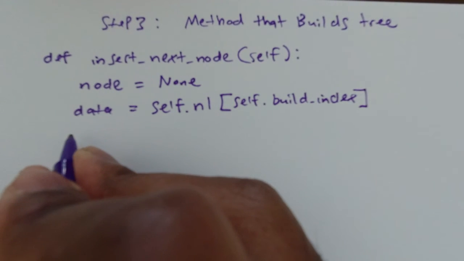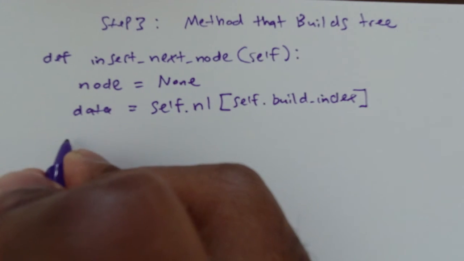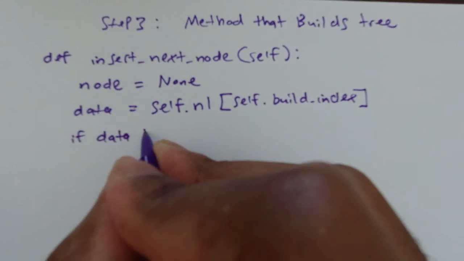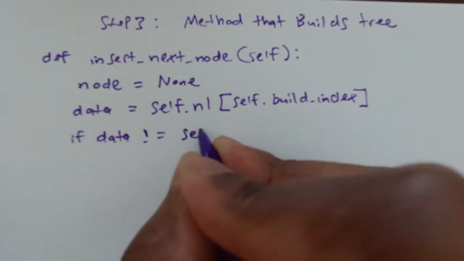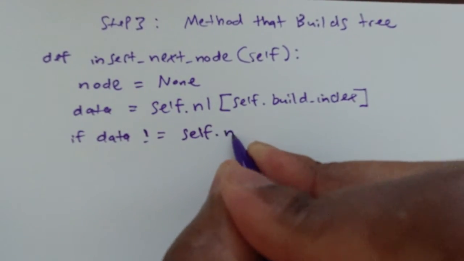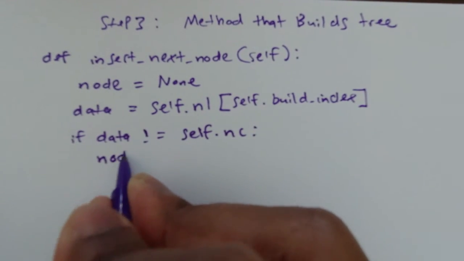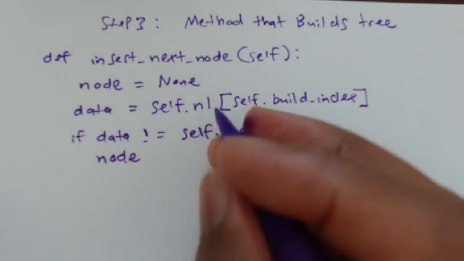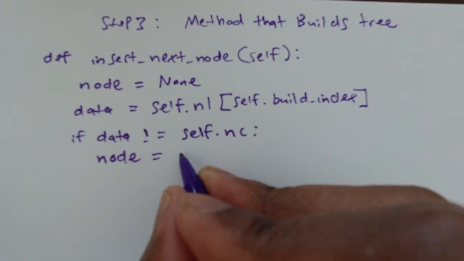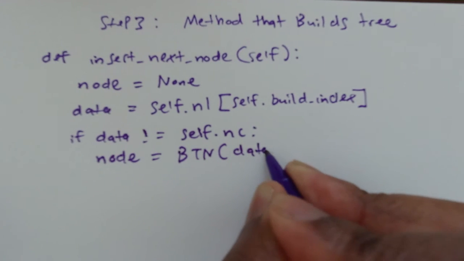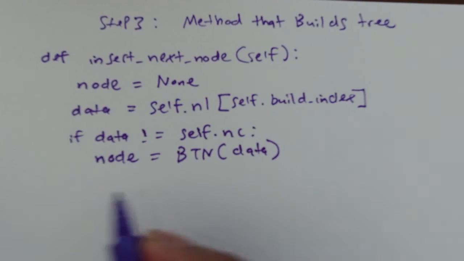Next, we're going to look to see if this data is equal to the null character or not. If data is not equal to the null character, so not equal to self.nc, we will then redefine the node that we declared here. We're going to redefine this node as a new binary tree node using the data that we extracted.